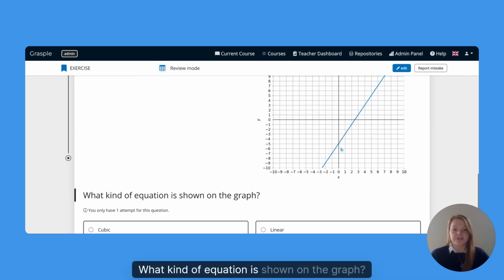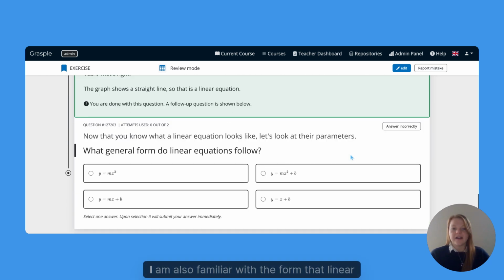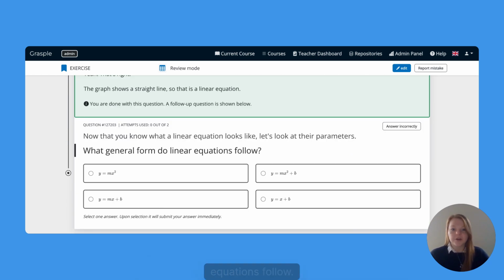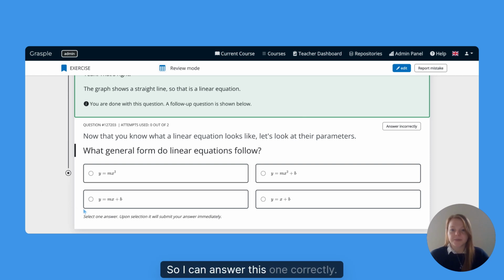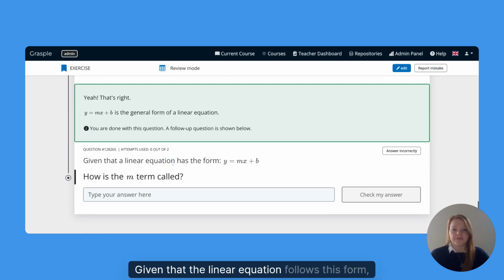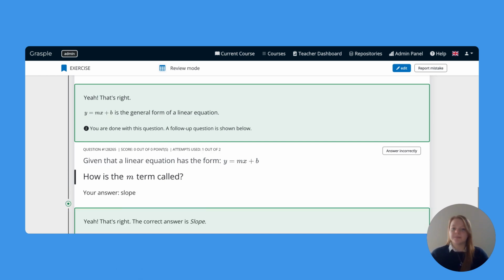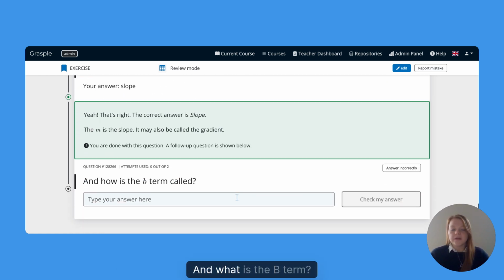What kind of equation is shown on the graph? I know this is a linear equation. Great. I am also familiar with the form that linear equations follow, so I can answer this one correctly. Y equals mx plus b. Wonderful. Given that the linear equation follows this form, what is the m term? I know that the m term stands for slope, so that's great. And what is the b term?